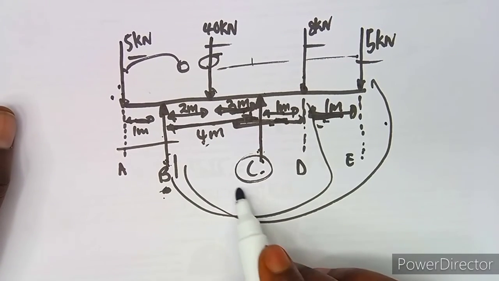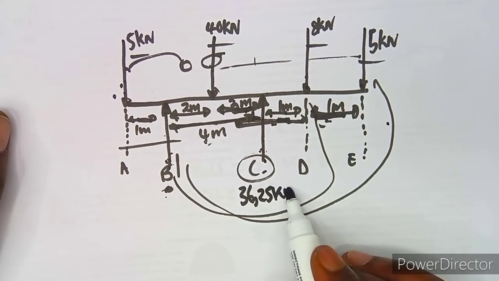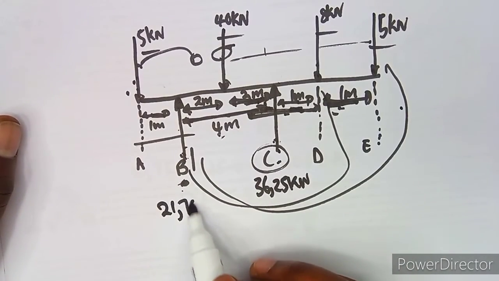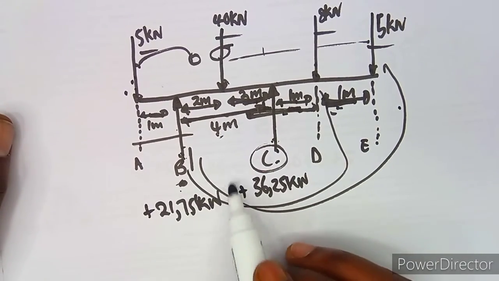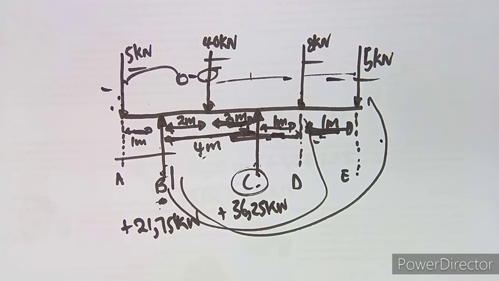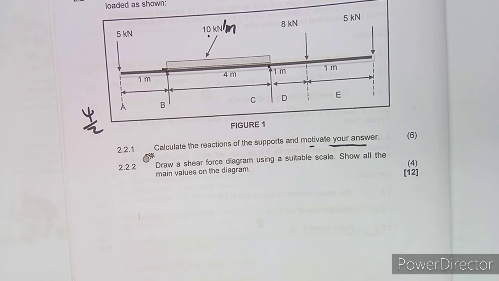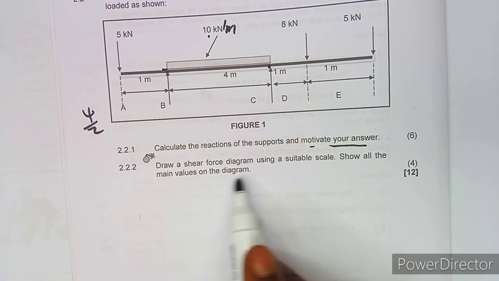So this is our C, which is actually 36.25, and the other one was 21.75 kilonewtons. These are actually positive and positive because they are going upwards, and these ones are negatives. This information is the one that you're going to use now when the question is asking you to draw the shear force diagram. Like this part here: draw a shear force diagram using a suitable scale. Show all the main values of the diagram.